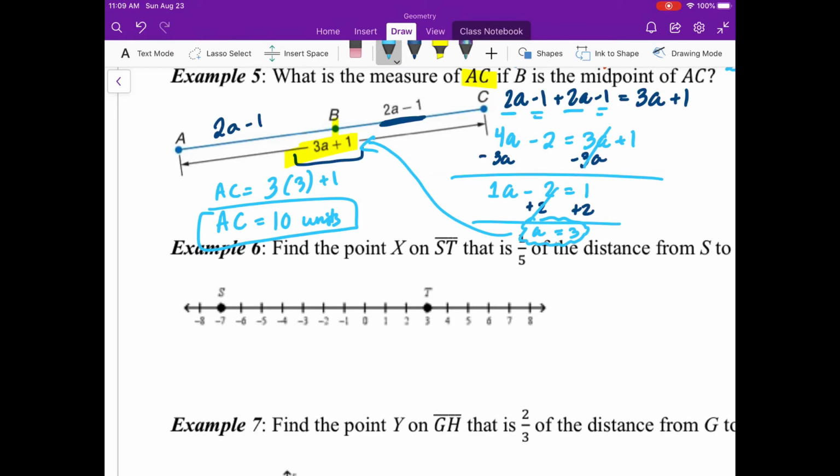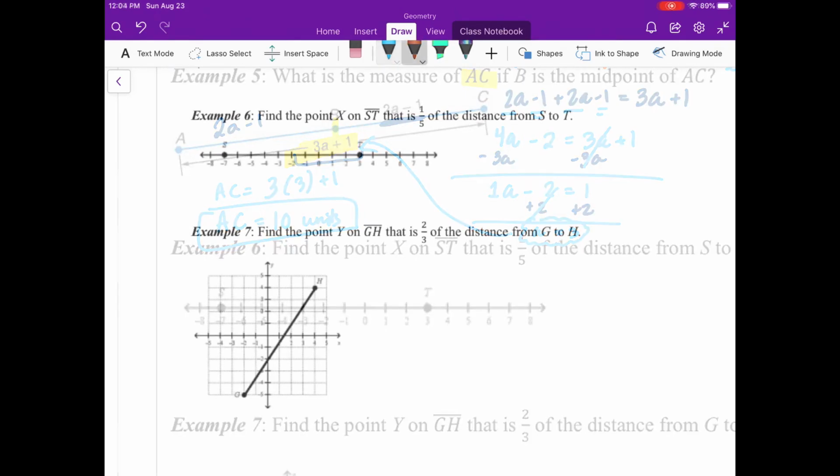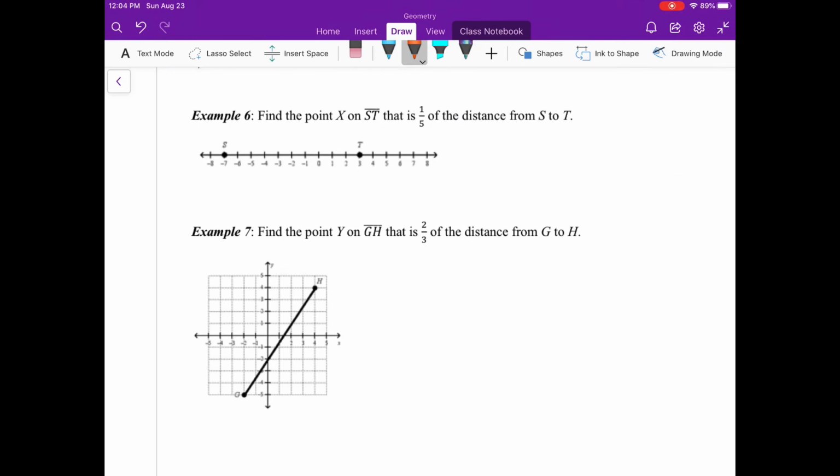So once you solve for the variable, make sure you plug it back in to whatever equation you need to. Examples 6 and 7 are going to be a little bit different because instead of finding the midpoint between one point to another point, we're going to find a specified distance.